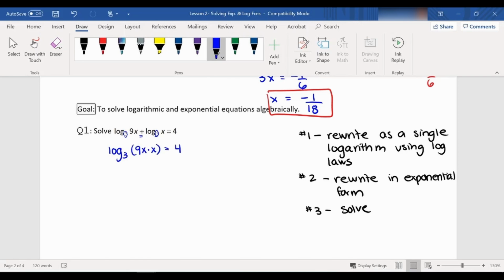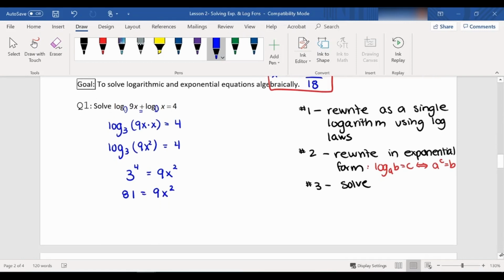Now, I can simplify a little bit first and rewrite this as 9x squared. Now, reminder to rewrite in exponential form. Remember that if you have log base a of b equals c, this is the same as a to the power of c equals b. So here, our a value is 3, our c value is 4, and our b value is 9x squared. Now we can solve this. 3 to the power of 4 is 81.